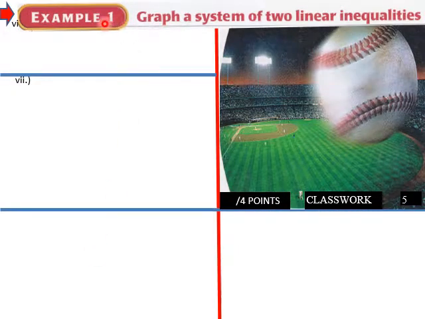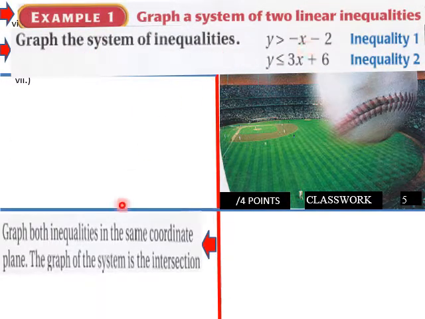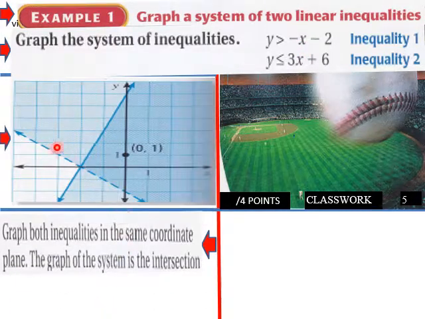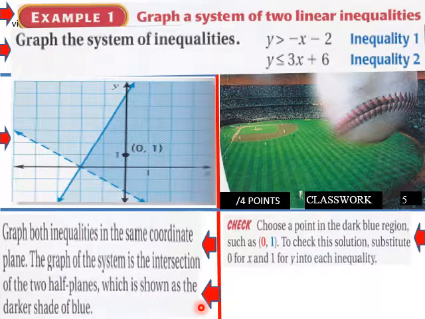Okay, so example 1, graph a system of two linear inequalities. Here they are. Graph both inequalities on the same coordinate plane. The graph of the system is the intersection of these two inequalities here. So you have a line like this and then a dotted line like this. Your negative slope is here, and then your positive slope is here. So here's your negative slope here. That's this one. It's an imperfect inequality. This is a perfect inequality here. So that's this line here. And then where these intersect, which is this area here, will be your solutions of the two half planes shown as a darker shade of blue.